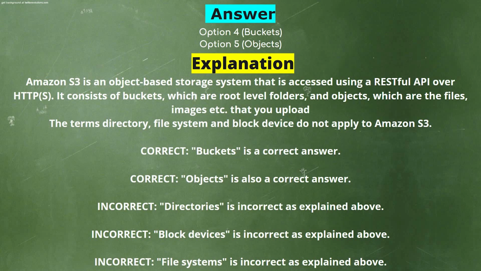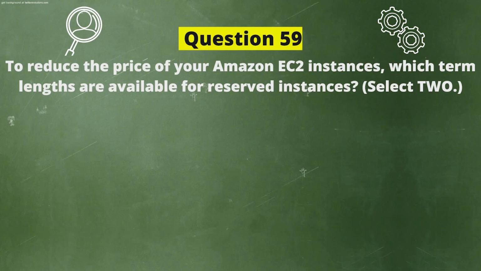Explanation. Amazon S3 is an object-based storage system that is accessed using a RESTful API over HTTPS. It consists of buckets, which are root level folders, and objects, which are the files, images, etc. that you upload. The terms directory, file system, and block device do not apply to Amazon S3. Buckets is a correct answer. Objects is also a correct answer. Directories is incorrect. Block devices is incorrect. File systems is incorrect.